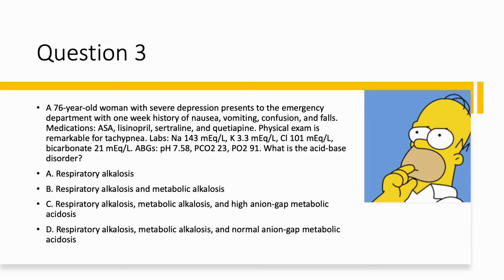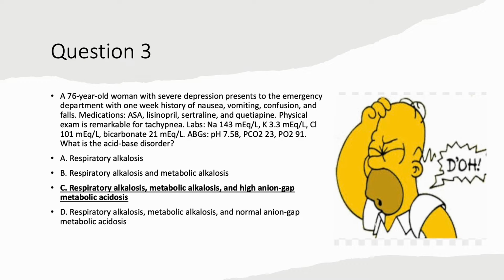What is the acid-base disorder? Is it A, respiratory alkalosis? Is it B, respiratory alkalosis and metabolic alkalosis? Is it C, respiratory alkalosis, metabolic alkalosis, and high anion gap metabolic acidosis? Or is it D, respiratory alkalosis, metabolic alkalosis, and normal anion gap metabolic acidosis? So please pause the slide. You will have to pause it and do calculations, and the answer will be on the next screen. I hope that you got this one.